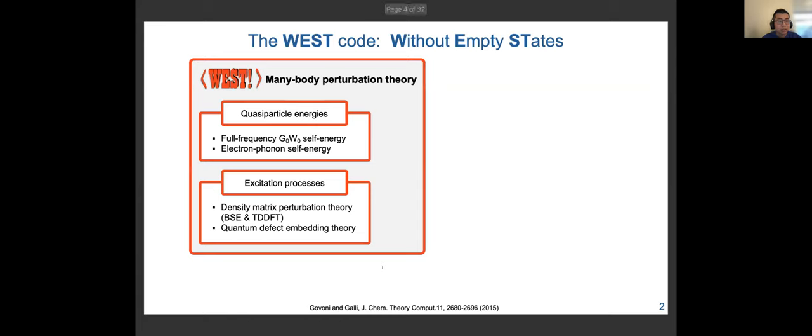The functionalities of the code are summarized on this plot. It's capable of computing GW and electron-phonon self energies. In addition, it can simulate excitation processes using density matrix perturbation theory, which includes BSE and time-dependent density functional theory. And it also has quantum defect embedding theory, which targets strongly correlated defect states in semiconductors.